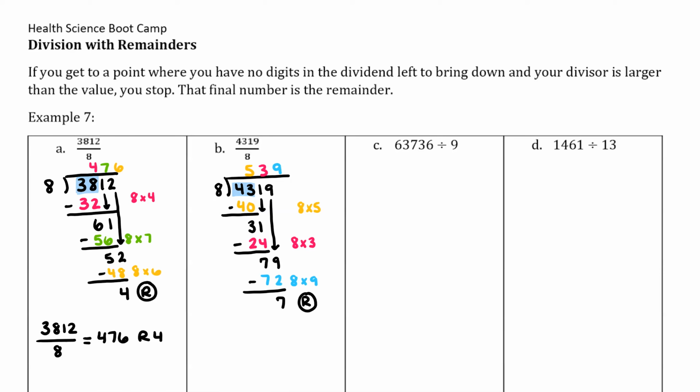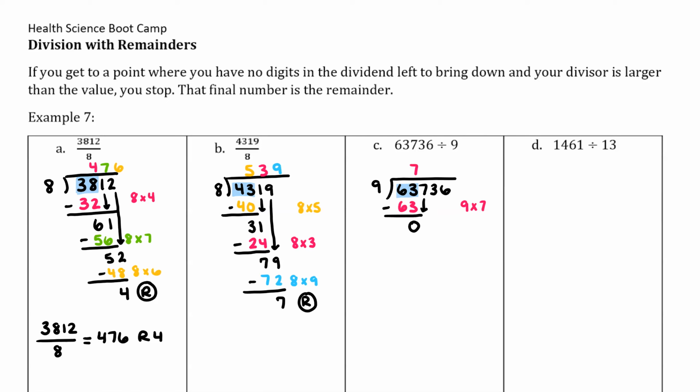Let's try it again. 63,736 divided by 9. What can I times 9 by to get close to 63? Oh, well, 9 times 7 is actually 63. Perfect. So 7 is going to go upstairs. 63 is going to go downstairs as subtraction.